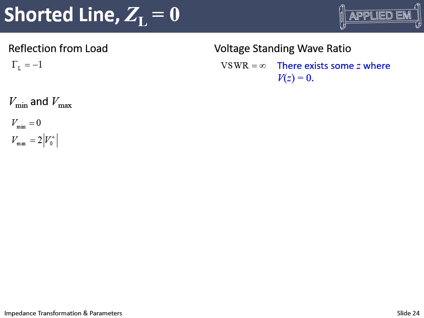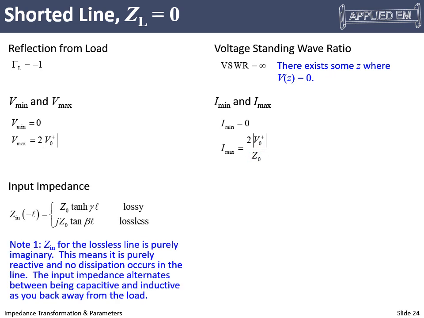Minimum and maximum voltage on the line. Since the standing wave goes all the way down to 0, the minimum voltage is 0. Since the reflected wave has the same amplitude as the applied wave, the maximum voltage is when they add together, so it's 2 times the amplitude. Minimum and maximum current. Again, the standing wave goes to 0, so the minimum current is 0, and the maximum current is twice the maximum current of just one of the waves, which is the amplitude divided by impedance.